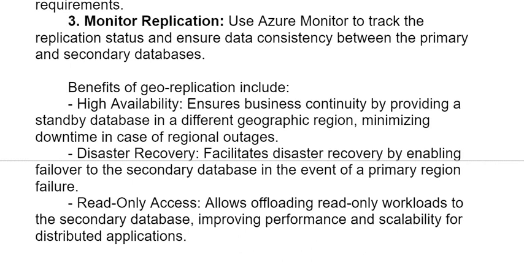Ensure business continuity by providing a standby database in different geographic regions, minimizing downtime in case of regional outages. Second one is disaster recovery. Facilitates disaster recovery by enabling failover to the secondary database in the event of a primary region failure. And the third one is read-only access.